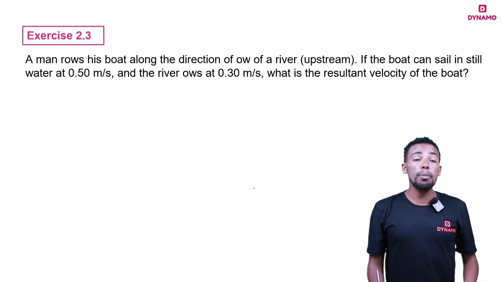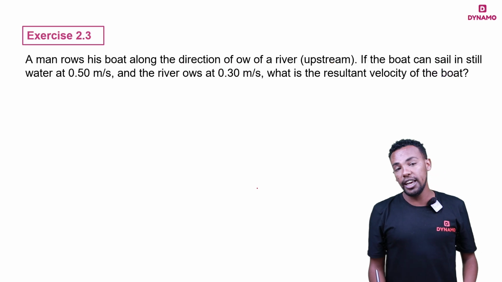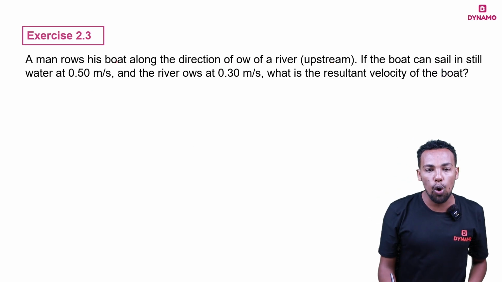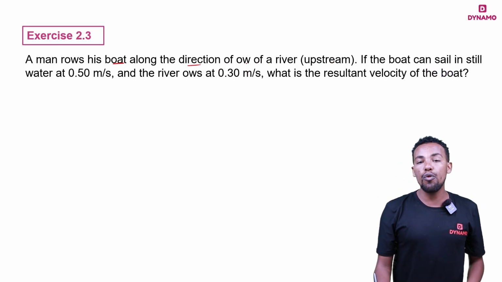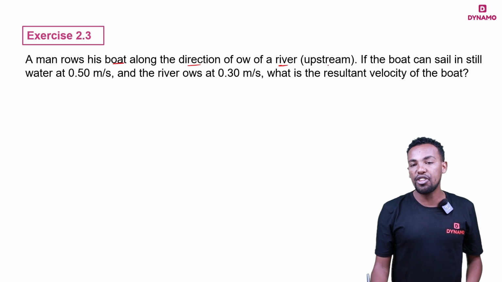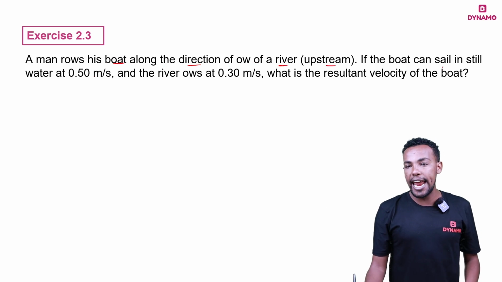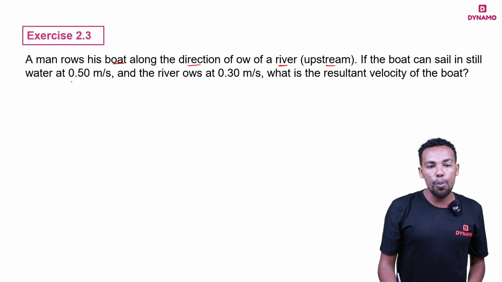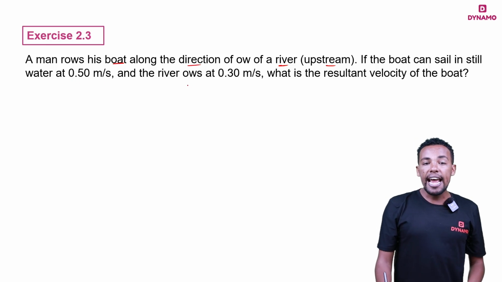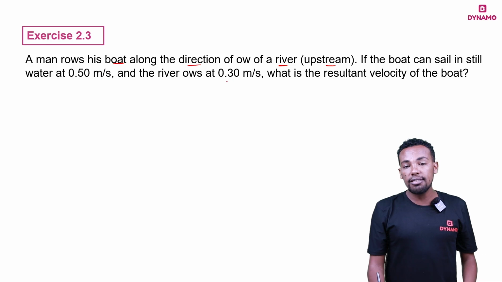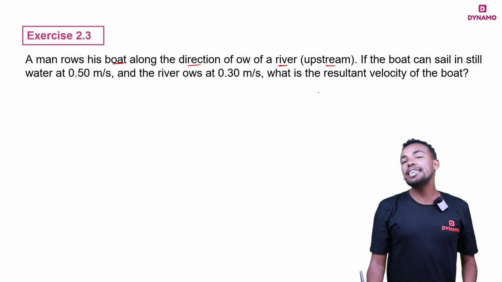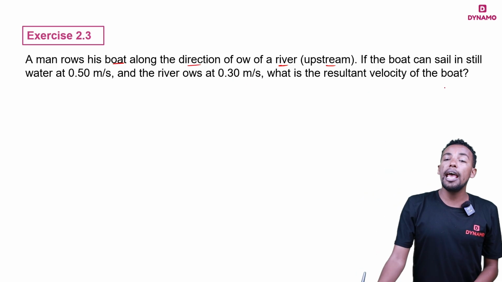Okay, question numbers exercise 2.3: a man rows his boat along the direction of a river, upstream. If the boat can sail in still water at 0.5 meters per second and the river flows at 0.3 meters per second, what is the resultant velocity of the boat?